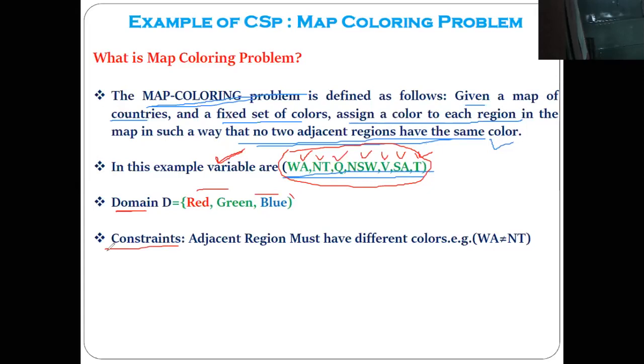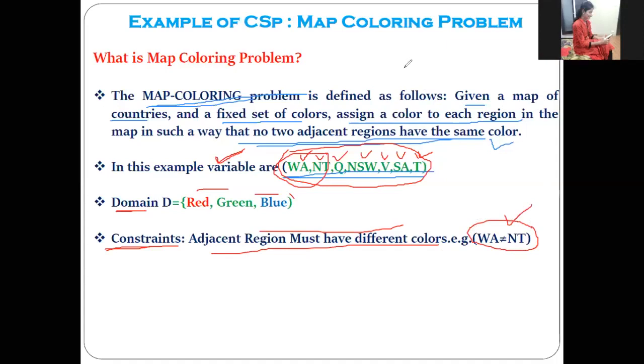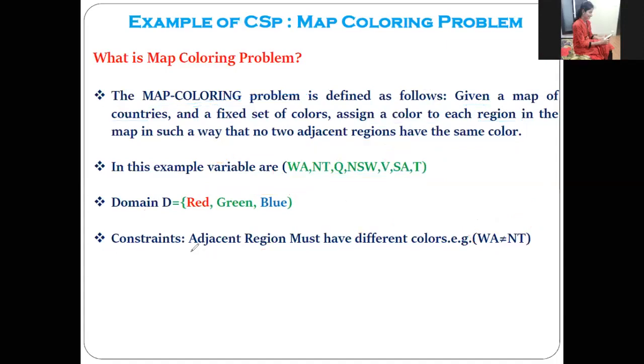And an important thing, the constraint is given. What is the constraint given? The adjacent regions must have different colors. Okay, got the constraint? Adjacent regions must have what? Different color. For example, WA and NT are adjacent regions. They are neighbors of each other, so they should not have the same color. That I have written like this. Understood this? Constraint understood? Constraint given for the map coloring problem? Yes, sir.